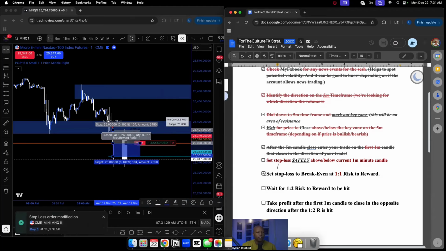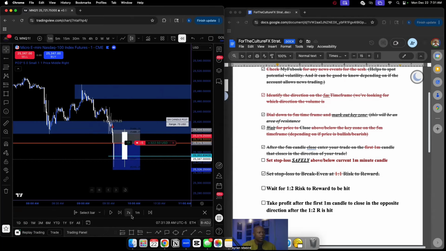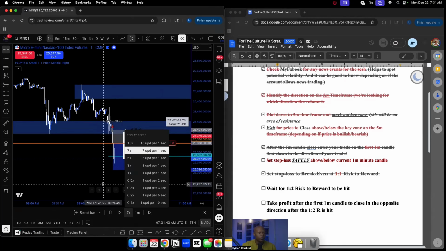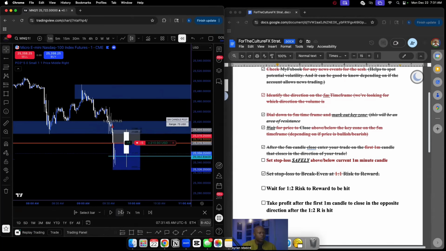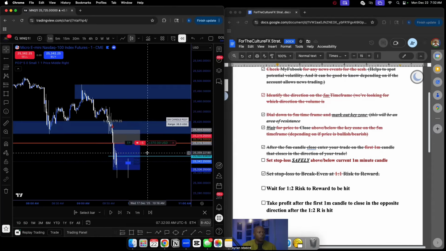And then you can see here, we wait for our 1-to-2 risk to reward to be hit. So I'm going to drag out to a 1-to-2 risk to reward. You can see that there. And then after we get the 1-to-2 risk to reward hit, let's wait for it. Let's see here. Boom, we just got the 1-to-2 risk to reward hit, and that's when we're going to go ahead and take our profit at a solid rule of thumb. Just go ahead and close at that 1-to-2 risk to reward.